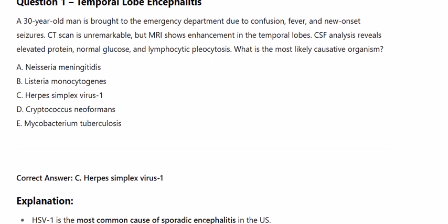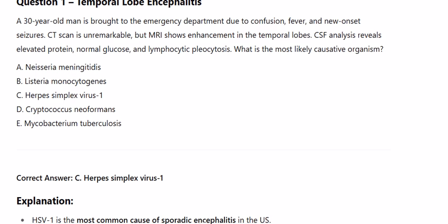A 30-year-old man is brought to the emergency department due to confusion, fever, and new-onset seizures. CT scan is unremarkable, but MRI shows enhancement in the temporal lobes. CSF analysis reveals elevated protein, normal glucose, and lymphocytic pleocytosis. What is the most likely causative organism?